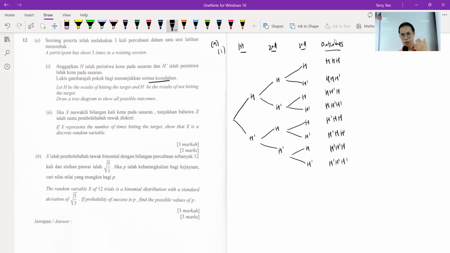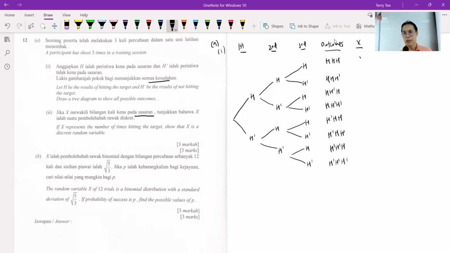So what is a discrete random variable or pemboleh ubah rawak discrete? It is the possible solutions that you have. How many outcomes do you have? In this case, X is the number of times you hit the target, right? Number of times kena sasaran. So let me write down X here in this part.